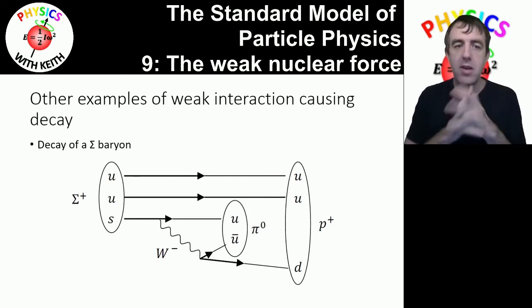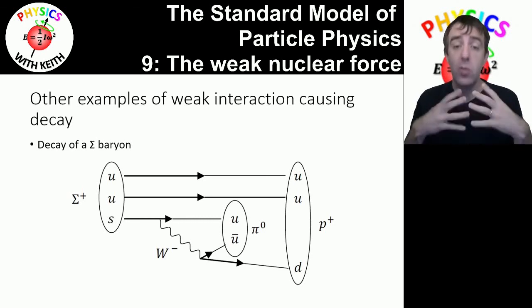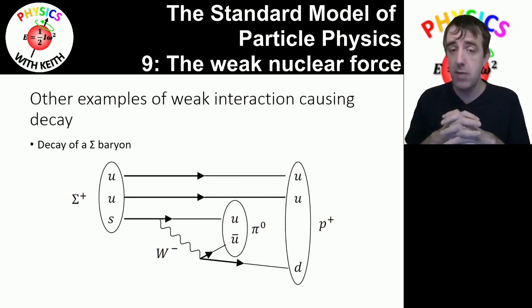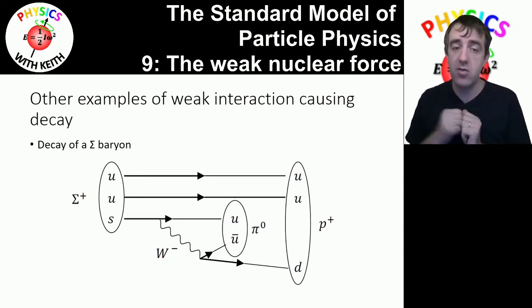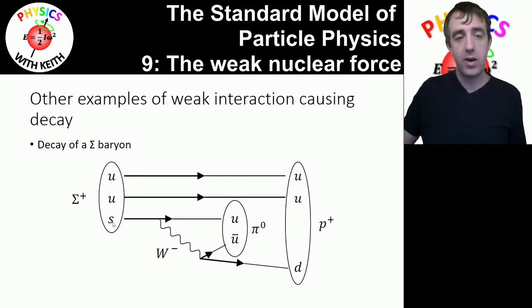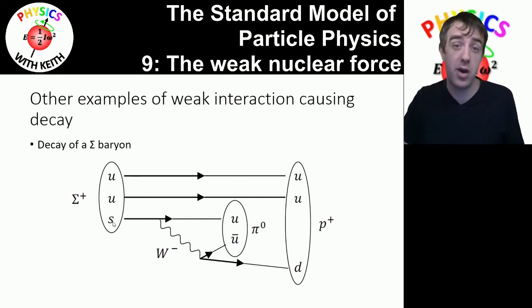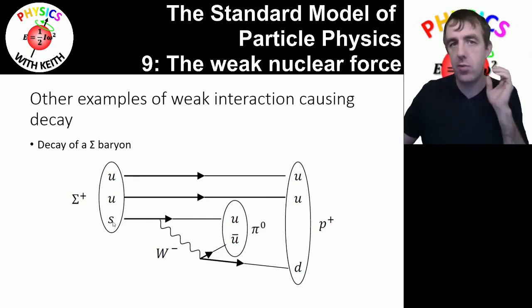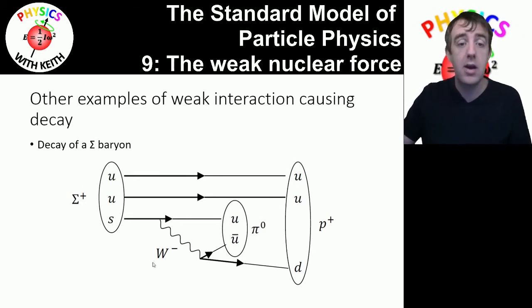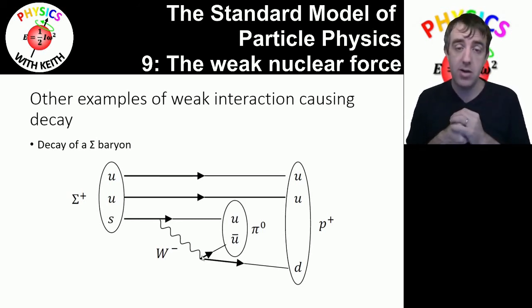For example, a Σ+ particle here, which has strangeness, will decay eventually into a proton because it's a baryon. The strange quark will decay via the weak nuclear force into an up quark. And it does that because it loses -1 elementary charge units. So our strange quark here, which has a charge of -1/3, if we subtract -1 from -1/3, we end up with +2/3, which is the charge of the up quark. And so this W- boson carries away that -1 elementary charge unit.